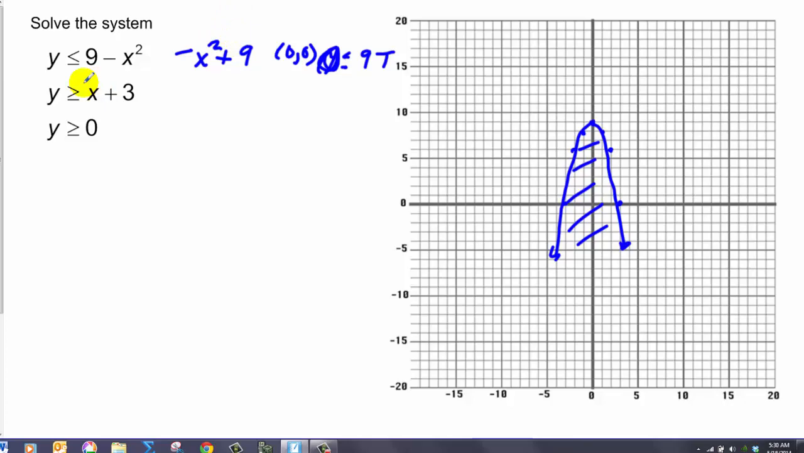Moving to this next line, I get y is greater than or equal to x plus 3. Go up to 3, rise 1 over 1. Draw the line, pick my sample point of 0, 0. 0 is greater than or equal to 3, not true. I shade up.